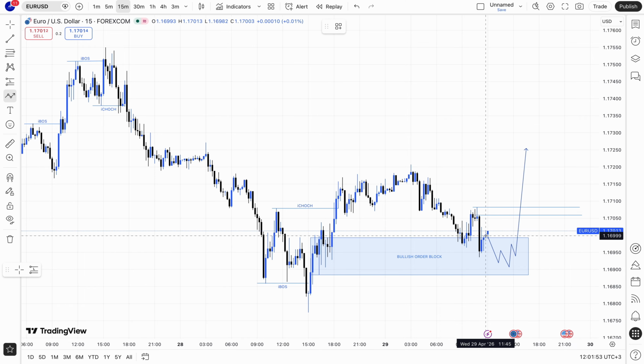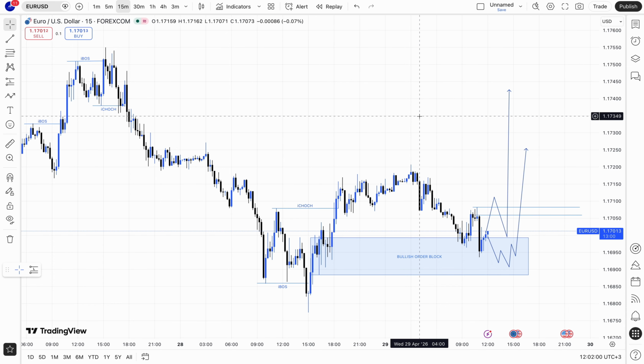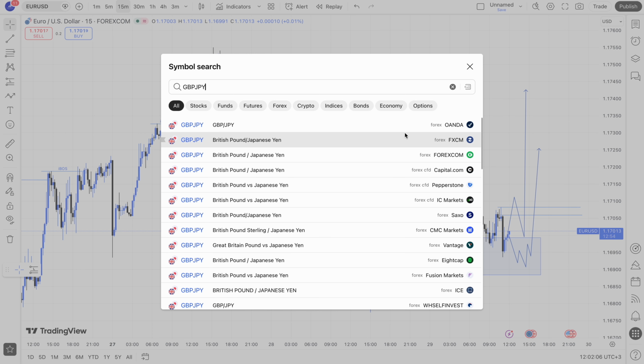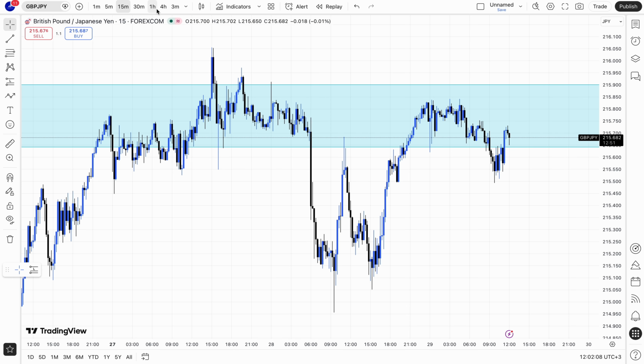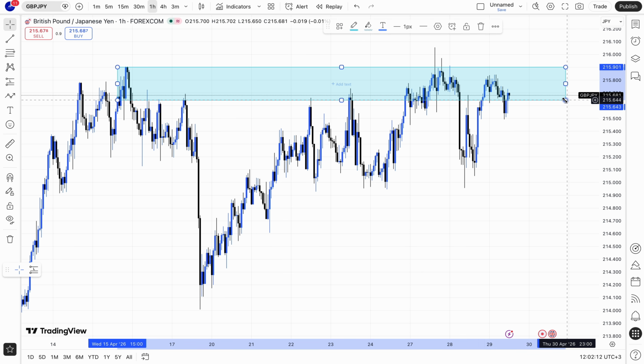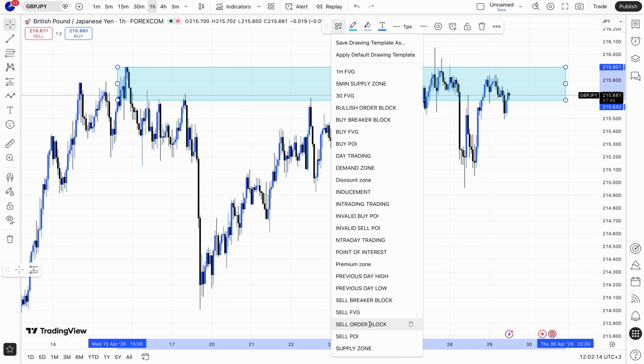Then scenario number 2, if the price comes here, gives us the confirmation from here, just wait for the retest, then a continuation to the upside. Right, clean, super price action for GBPJPY. We still have this strong sell order block. You can mark it out.